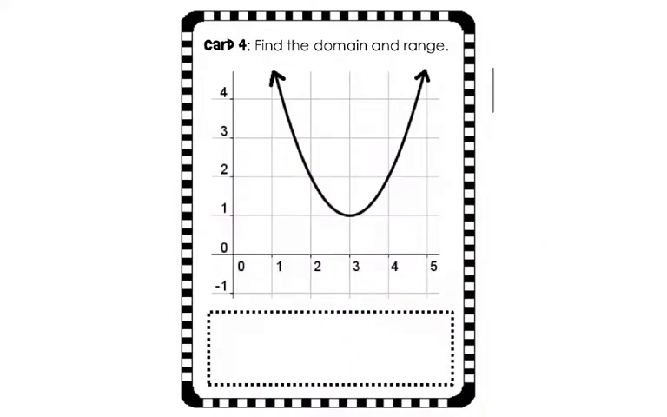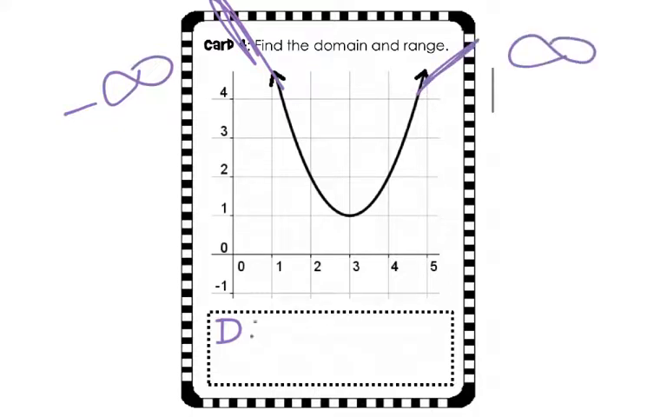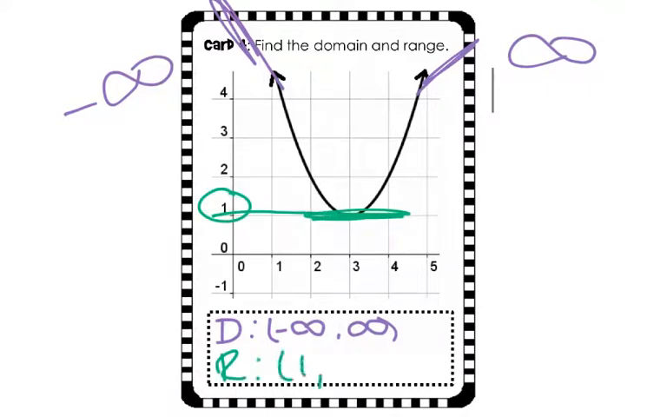Alright, so domain and range. Domain is how far left and right it goes. So it's going to keep going to the left forever, negative infinity. Keep going to the right forever, positive infinity. So domain is going to be negative infinity to positive infinity. Range is how far down it goes, how far up it goes. So the lowest y coordinate is 1. And then it's going to go up forever and ever, so we're going to say infinity. Oh, and the only change I need to make is a square bracket around that 1 because it actually hits.